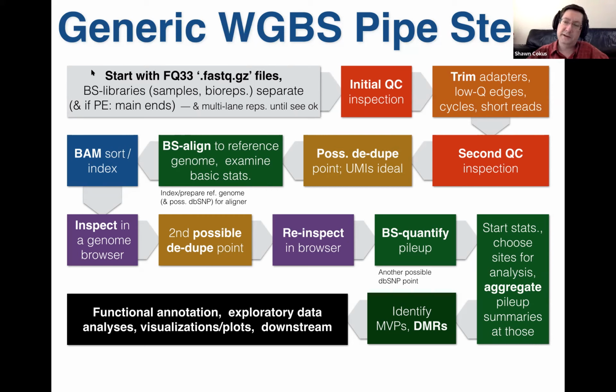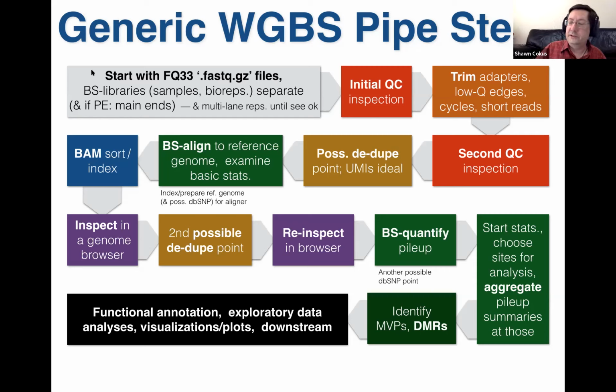Anyway, we may pass only a subset of cycles because various cycles don't look good or aren't trustworthy. Some reads may be too short. There are various things that we may do to clean up the reads before we continue. So there's a stage, this orange box is the stage for that stuff. After that, we'll probably do a second QC inspection to see if we took care of those issues.